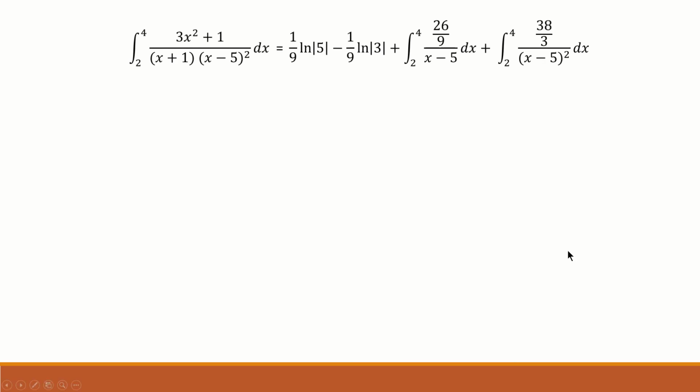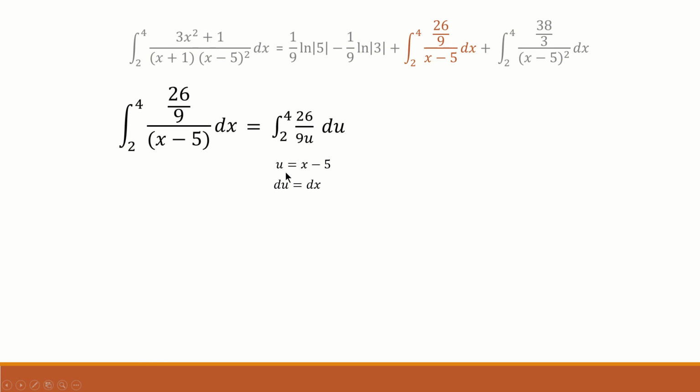So to keep track, I'm going to place those into our integral equation up here, and now we'll be focusing on the second integral, which is 26 over 9 over x minus 5. u will be x minus 5, and du becomes dx. So we end up with an integral of 26 over 9u, and that integrates to 26 over 9 times the natural log of the absolute value of u.